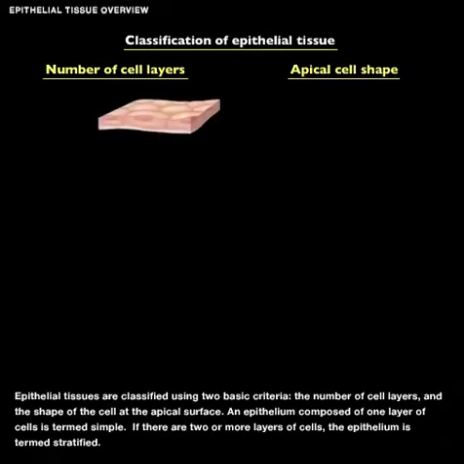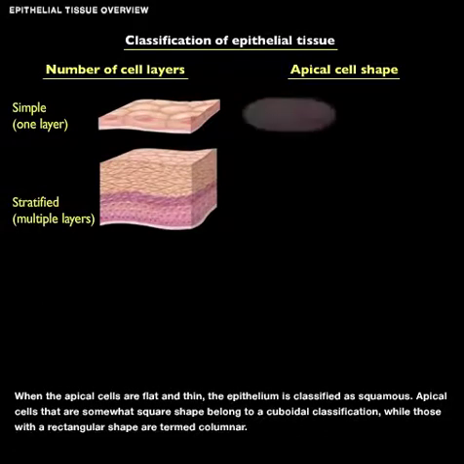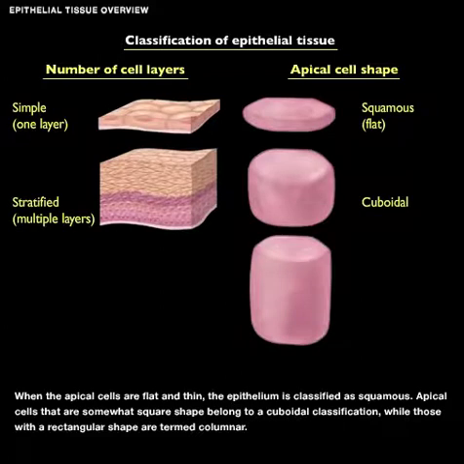Epithelial tissues are classified using two basic criteria: the number of cell layers and the shape of the cell at the apical surface. An epithelium composed of one layer of cells is termed simple. If there are two or more layers of cells, the epithelium is termed stratified. When the apical cells are flat and thin, the epithelium is classified as squamous. Apical cells that are somewhat square-shaped belong to a cuboidal classification, while those with a rectangular shape are termed columnar.